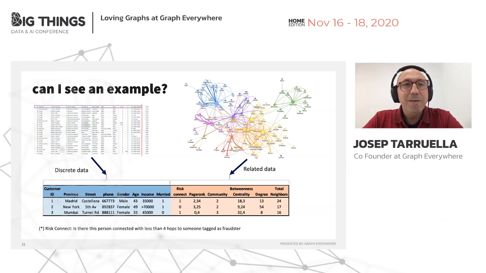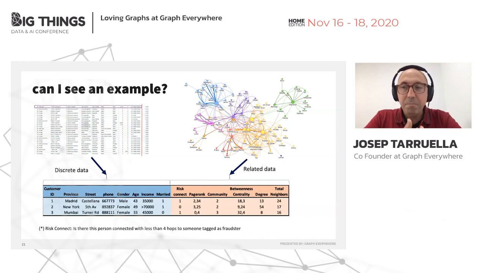Or maybe for ordering the queue in the call center, depending on this PageRank, because they are more important than the others. Between centrality, degree, total neighbors, all this information is pure algorithms, pure technical data of the graph, and explains the structure of the graph. But I have added another one, this risk connect. This is another feature that we can find from the graph, but that is more related to the business, not so much the technical structure, but also the business.